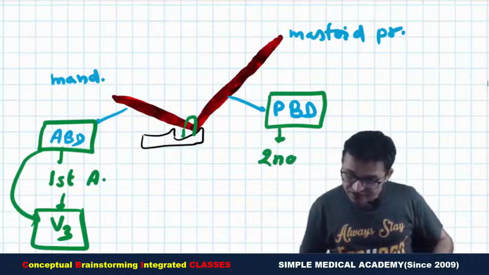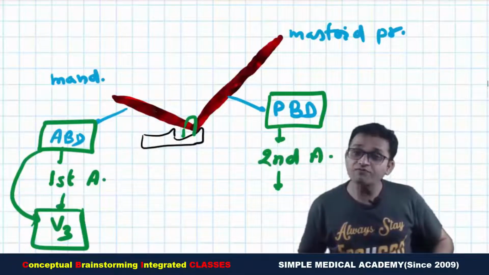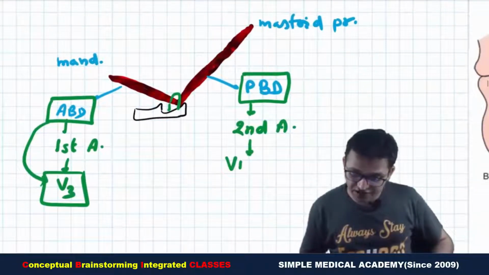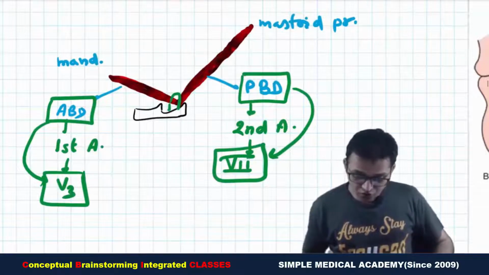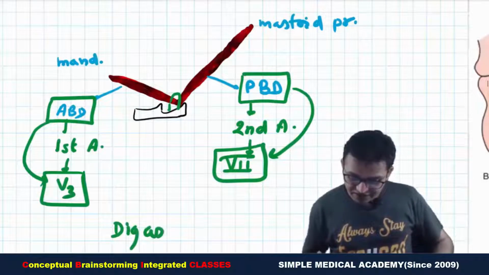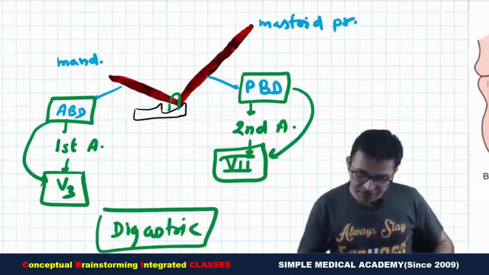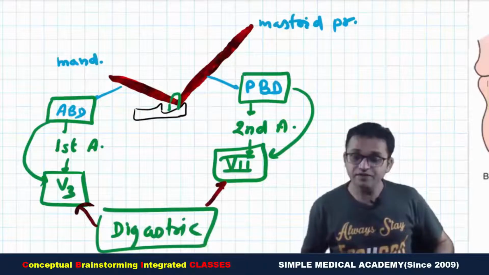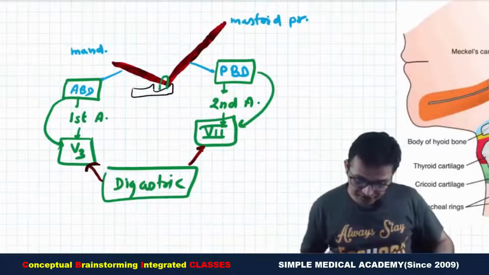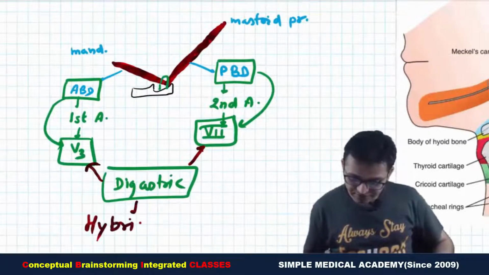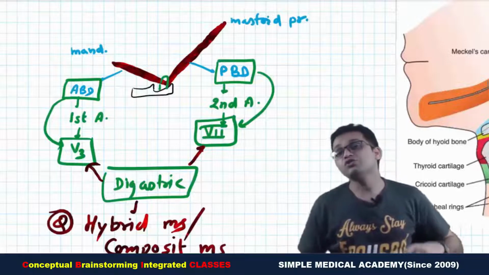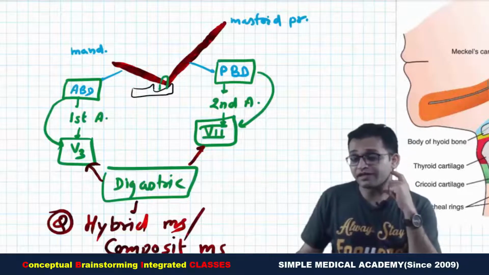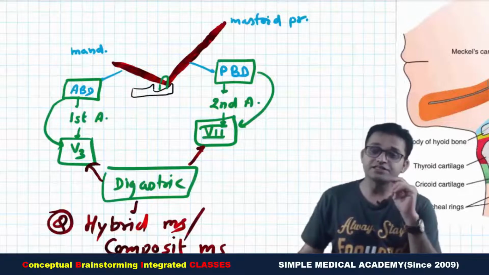Now see, the posterior belly of digastric, it is developing from which arch? Your answer is the second arch. And the nerve of the second arch is the facial nerve. So posterior belly of digastric must be supplied by which nerve? Your answer is the facial nerve. So digastric is a very special muscle which has dual nerve supply, and such muscles which have dual nerve supply are known as hybrid muscle, also known as composite muscle. Very important MCQ. Yes, the only hybrid muscle of the neck, your answer is digastric.